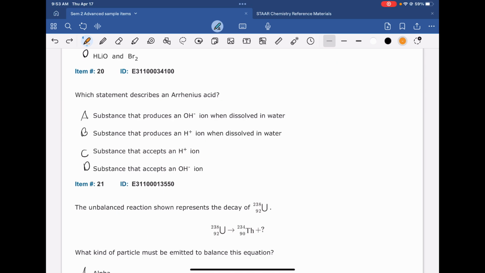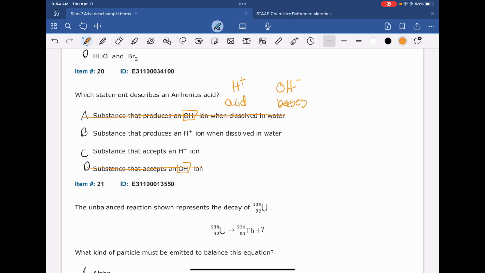Okay, so question number 20 reads, which statement describes an Arrhenius acid? We know that our acids are always going to start with H, and our bases are OH. Okay, and this is an H plus ion. We have an OH negative. So anything that has OH negative, we can go ahead and cross out because we know that that has to do with bases and that's not what it's asking for. So A has OH negative and so does D. So we're going to go ahead and cross out both of those answers, okay?